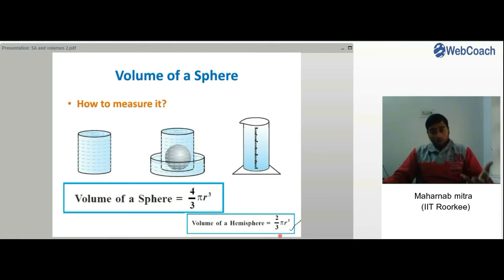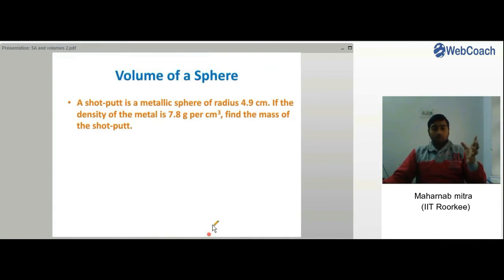So till now we have seen the volume of all the figures of which we had found the surface areas in the last class. We had seen the volume of cuboid, then a cylinder, then cone, and now finally a sphere. So let us use the volume formula in a question.